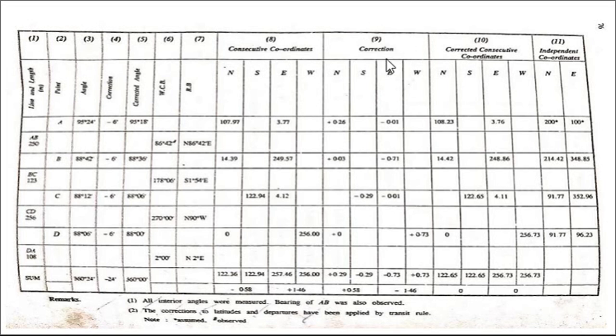Then corrections to each line are calculated by using the Bowditch rule, and those corrections are written over here. Similarly for departure, these corrections are calculated. And finally these corrections are applied to these consecutive coordinates, and the corrected consecutive coordinates are calculated like this: northing, then southing, easting and westing.